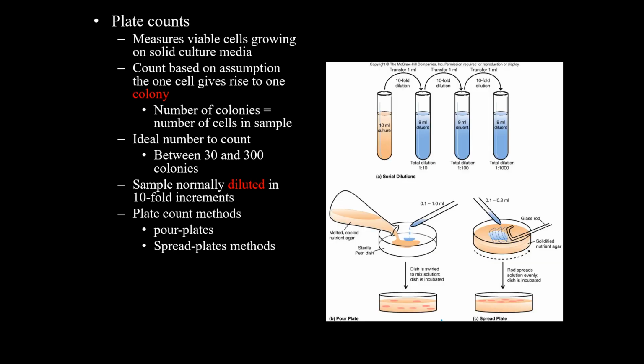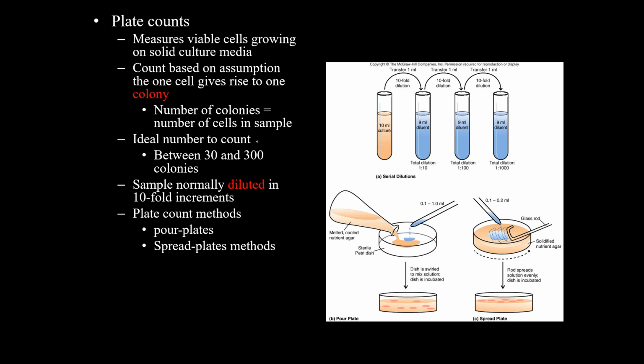A plate count uses a process called a serial dilution. So what you do is you have a broth that has billions of cells in it. You put a milliliter of that into 9 milliliters of usually something like normal saline, something that's isotonic to the cells, and then you keep diluting it, and then you plate out a milliliter of each one of these, so you're going to have 4 plates at the end.